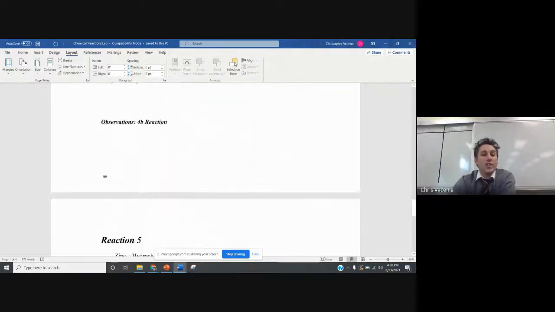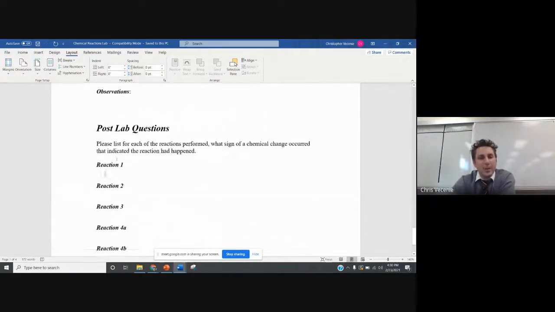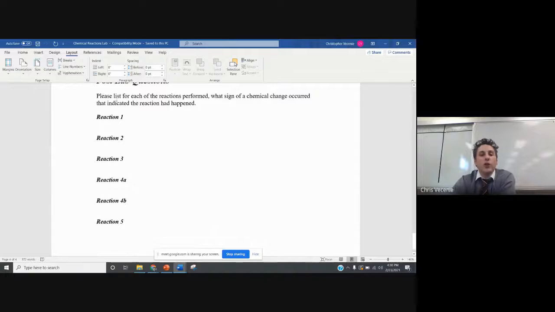Once you get done with all of those, here is where your post lab is. You're going to list for each of the reactions the sign of a chemical change. Did we form a precipitate? Did we evolve a gas? Did we have a color change? Did we evolve heat? Did we evolve light?